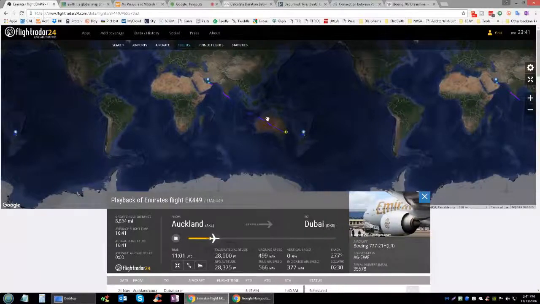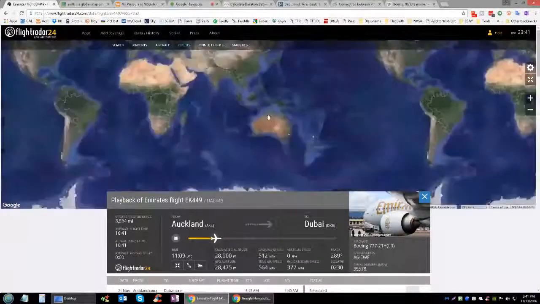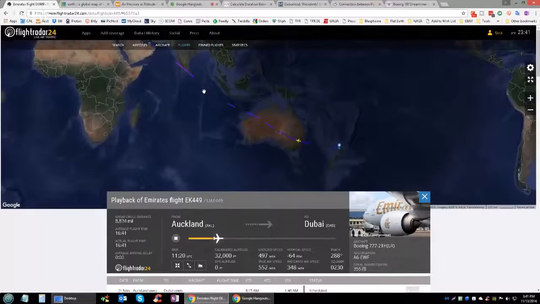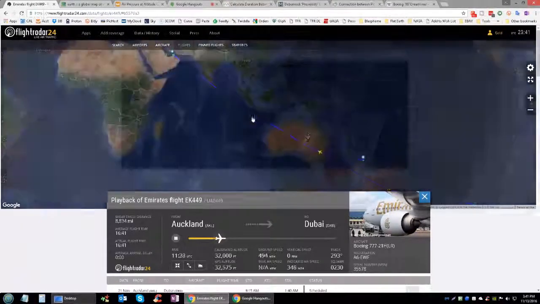I think they're tightening it down. And when you look at just some of these flights, look at how often they lose GPS signal. It's every time they get away from the land.